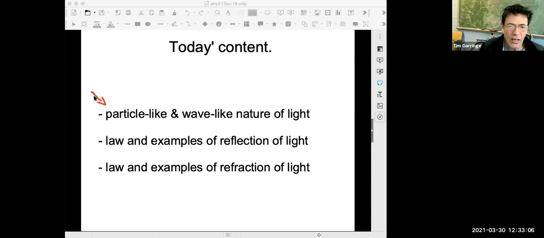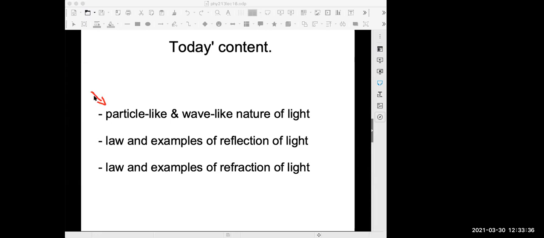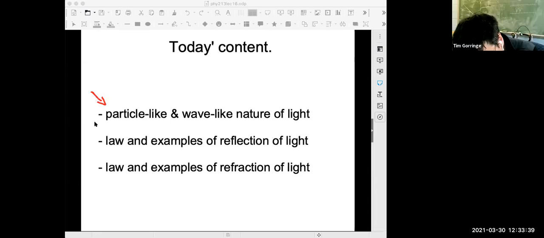I want to say a little bit about what we call the dual nature of light. By dual nature of light, we mean that light exhibits both particle-like and wave-like characteristics. And I'm just going to give you a little bit of an introduction and history to this dual nature of light. We'll then get on to more quantitative work.